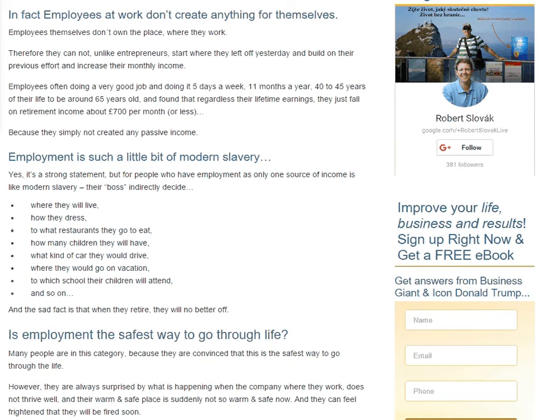Employment is a little bit of modern slavery. Yes, it is a strong statement, but for people who have employment as their only source of income it is like modern slavery. Their boss indirectly decides where they will live, how they dress, to what restaurants they go to eat, how many children they will have, what kind of car they will drive, where they will go on vacation, to which school their children will attend, and so on. And the sad fact is that when they retire, they will be no better off.